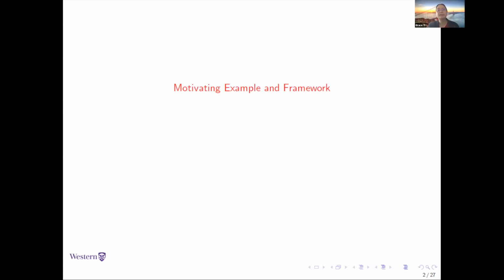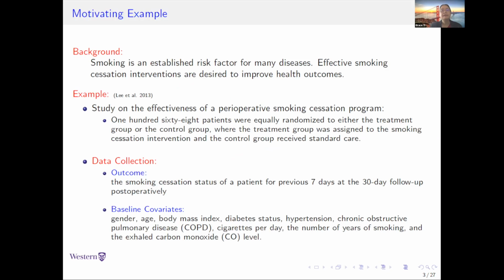I'm going to first start with a motivating example. If we look at this particular data related to smoking cessation interventions, in Lee and O's 2013 paper, they are interested in studying the effectiveness of palliative smoking cessation programs. In this study, about 168 patients participated, and they were randomized to receive either a treatment or a control.